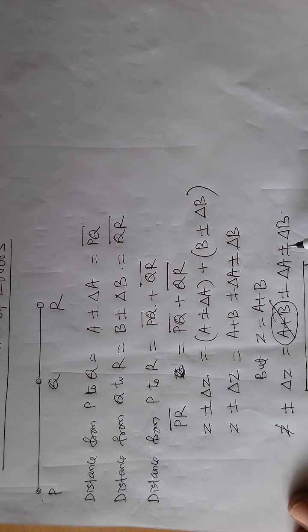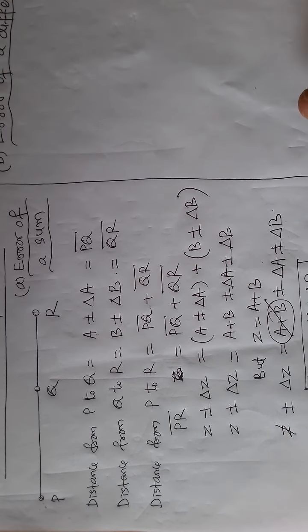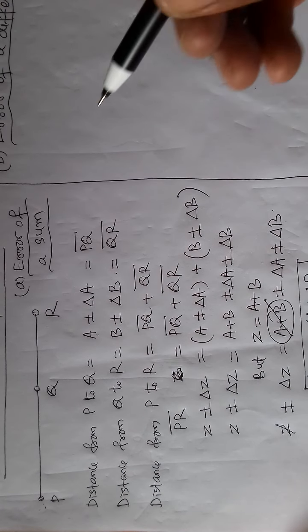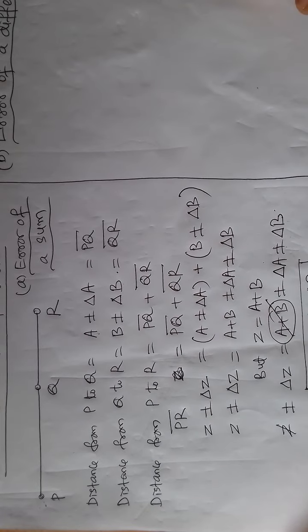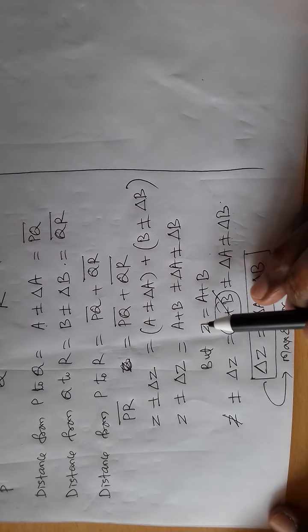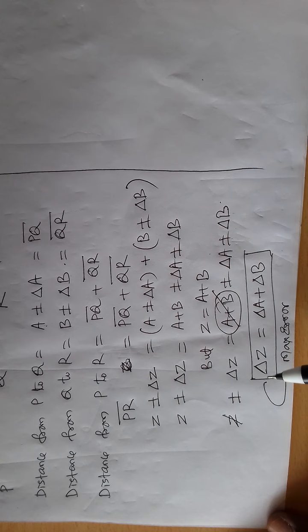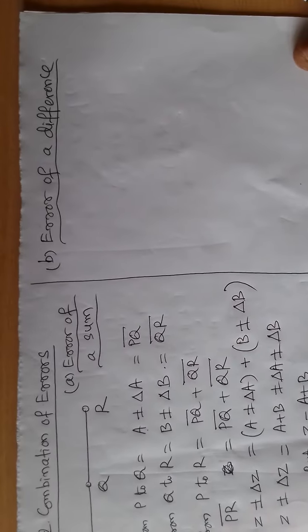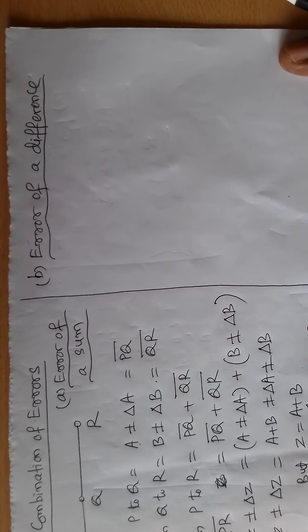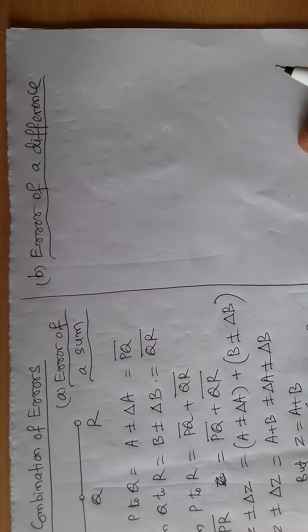Therefore, we don't allow the minus sign. And we always take into consideration the maximum error. Therefore, we always take plus sign. We allow only plus sign. So now we considered error of a sum. When Z is equal to A plus B, delta Z is equal to delta A plus delta B. Now let us consider error of a difference. How to consider this error of a difference?